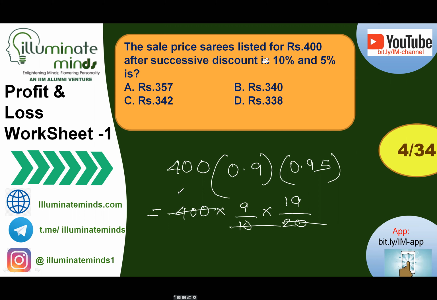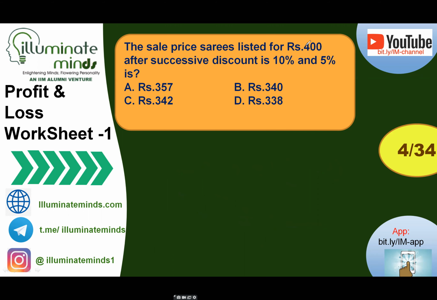Yes, this gets cancelled. This becomes 2. 19 nines are, call it, 38 into 9. 38 into 9 will be equal to 380 minus 38. That will be 342. So the correct answer is option C. Correct, guys. So let's move to the next one.